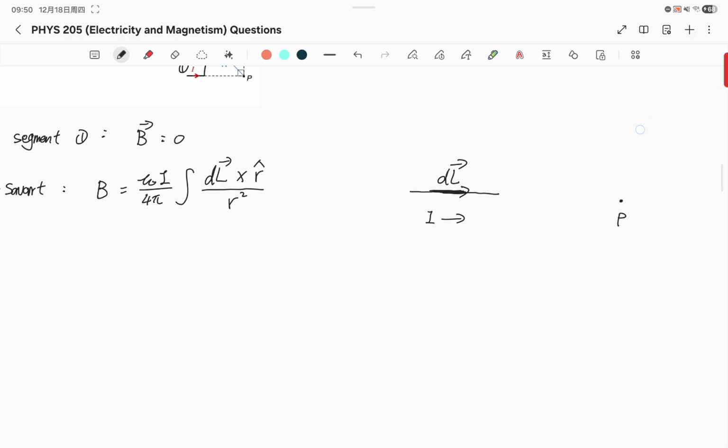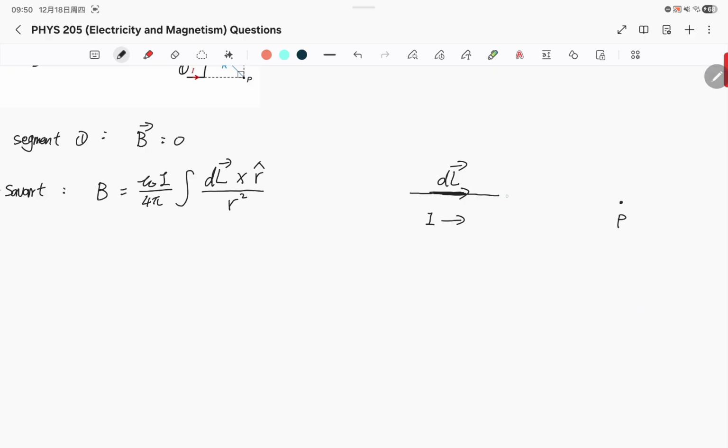What is r hat? r hat is the unit vector. The magnitude of r hat is 1, so it doesn't matter. But what does matter is the direction of r hat. r hat is pointing from dl to our point. So this is r hat. And since this is a cross product, this is not a simple multiplication, so we need to consider the angle between these two.